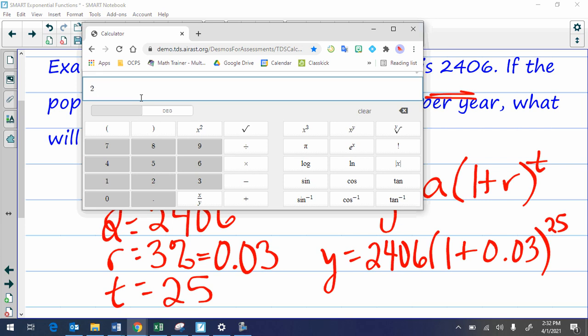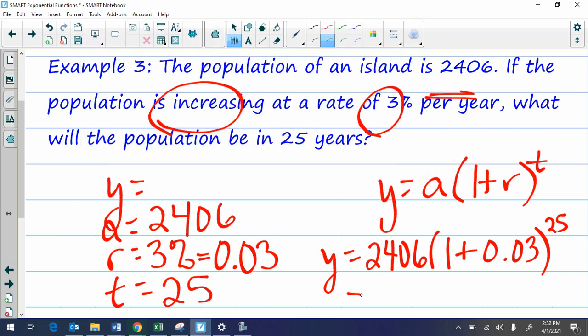So why is it doing that? Why is it doing that? Because I have my number locks on. 2406 parenthesis 1 plus 0.03 parenthesis to the 25. And I get 5,037.6. Let's go to the nearest whole number since it's people, 5,038.